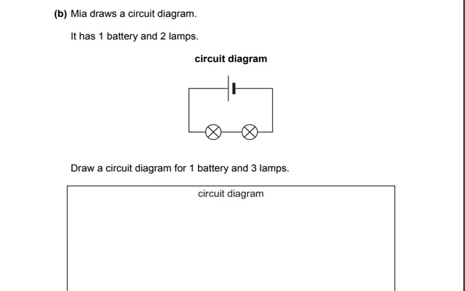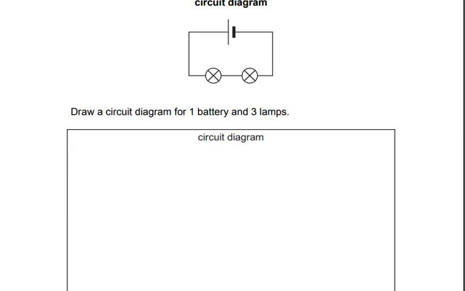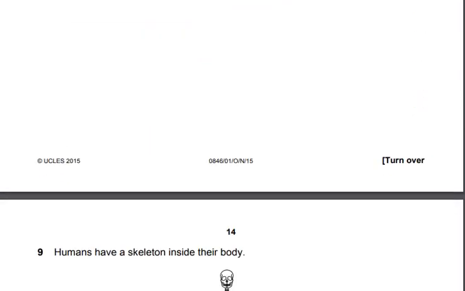So here in this box, you need to draw a circuit diagram with 1 battery and 3 lamps. So you have an example here above the box. Okay, so you draw the same circuit diagram, but you just add 1 more lamp in the circuit and nothing more. Next page.